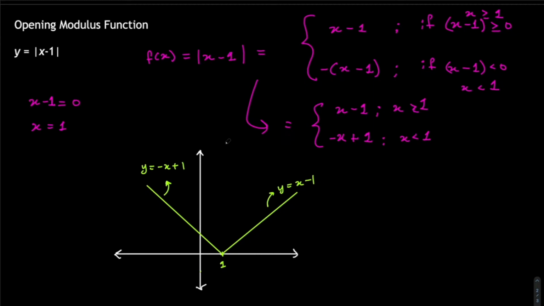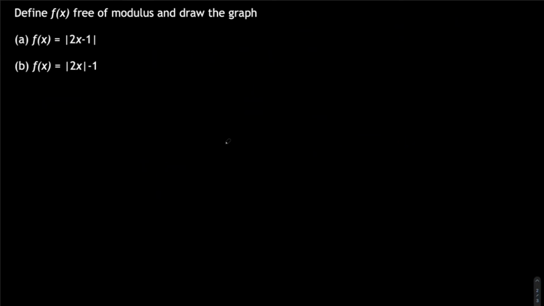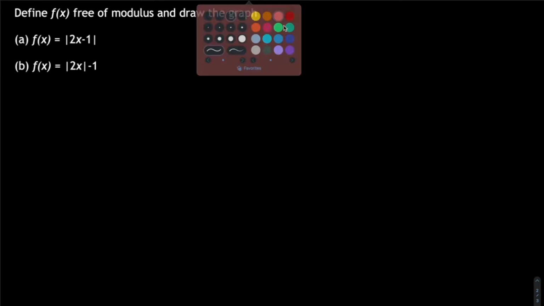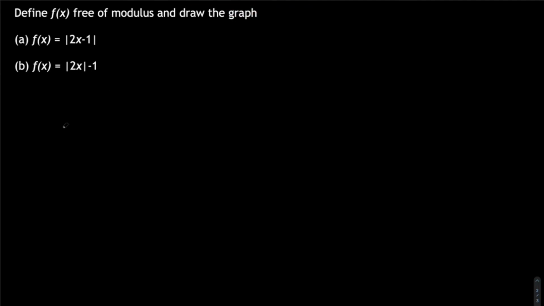Okay, let's look at a few example questions now. In this question, we have two parts, part A and part B. So f of x in part A is modulus of 2x minus 1, and part B is modulus of 2x and then minus 1 on the outside. So let's change the color first. So we have maybe peach. Let's take a look at modulus of 2x minus 1. So f of x is equal to modulus of 2x minus 1, like this.